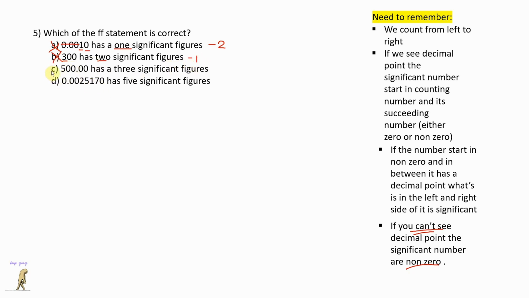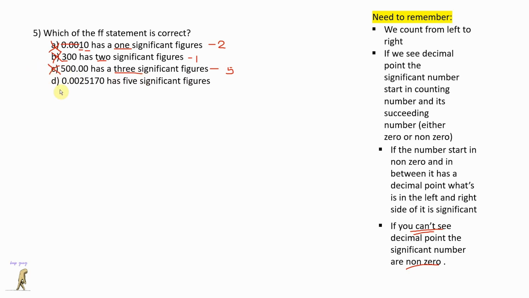Next, we know that if the number starts with a non-zero digit and has a decimal point in between, the left and the right are considered significant figures. So 1, 2, 3, 4, 5. It has 5 significant figures. But it says it has only 3, so it is wrong.